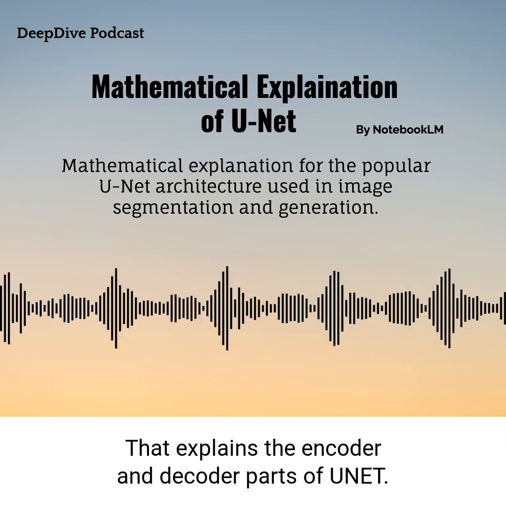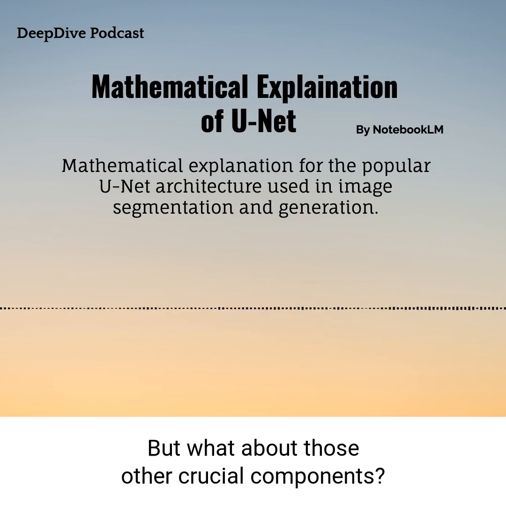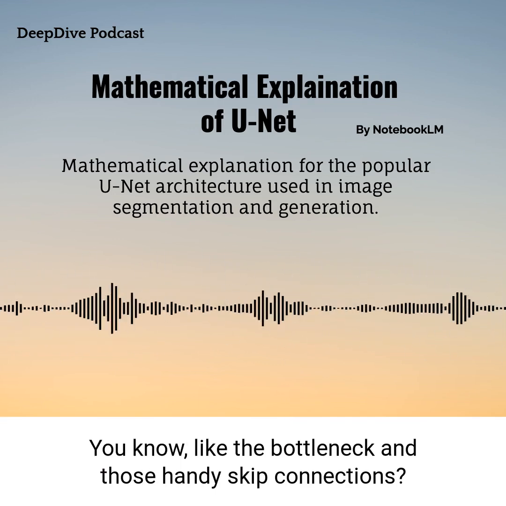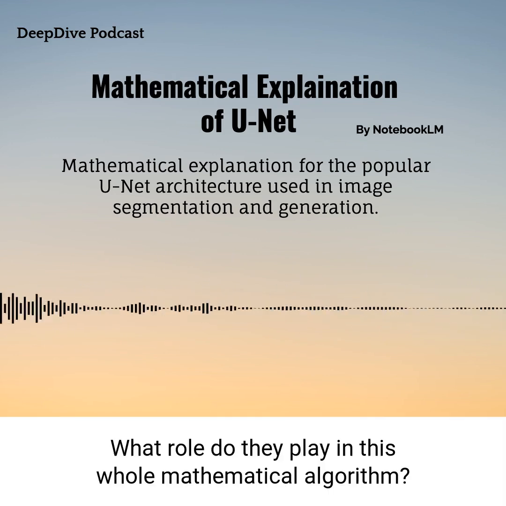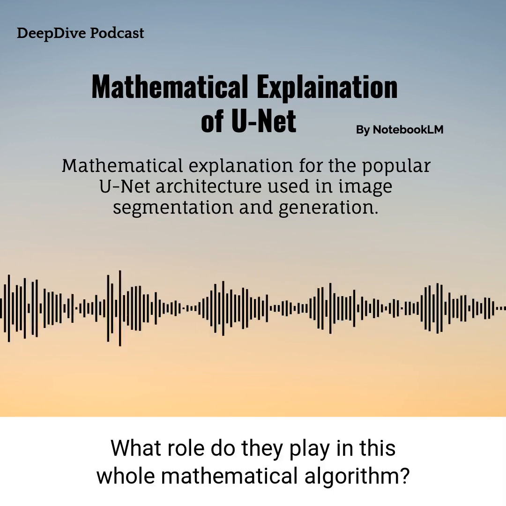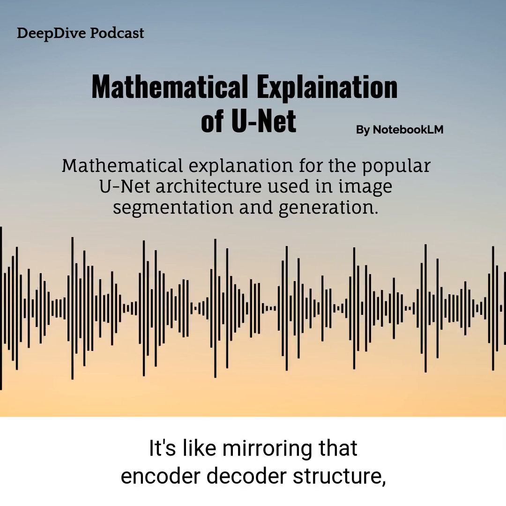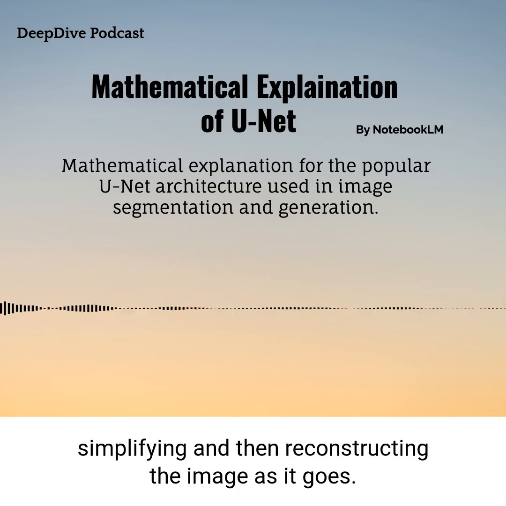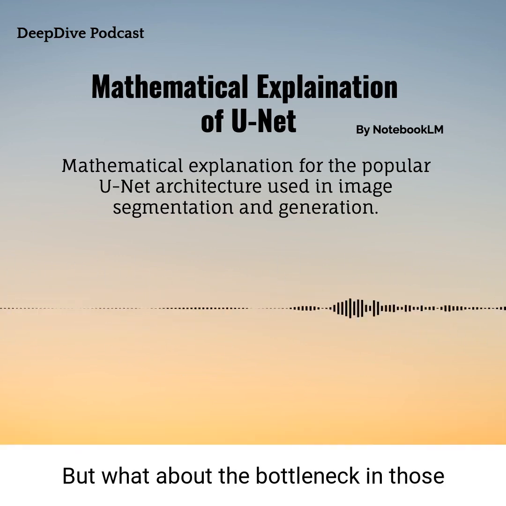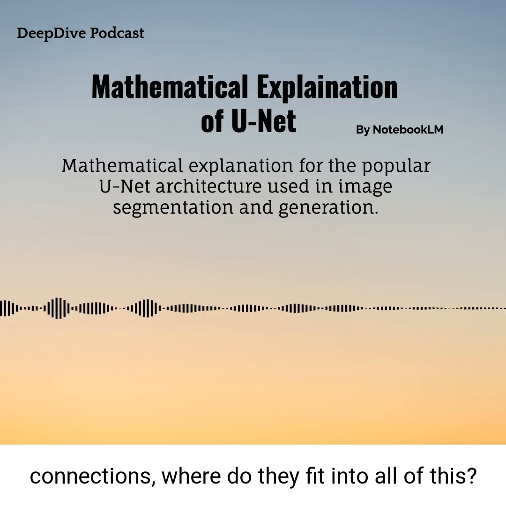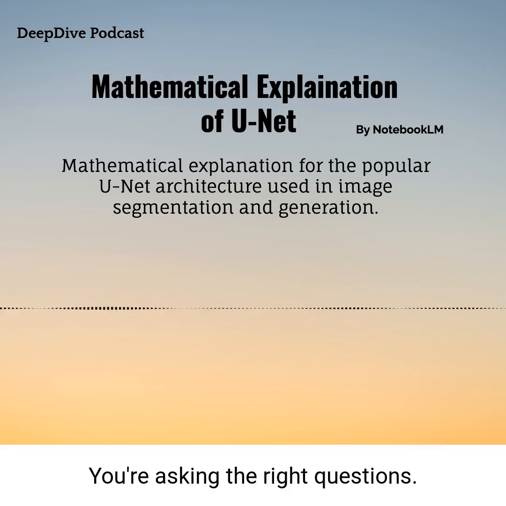Okay, that explains the encoder and decoder parts of UNet. But what about those other crucial components, like the bottleneck and those handy skip connections? What role do they play in this whole mathematical algorithm? So we've got this algorithm, right? It's mirroring that encoder-decoder structure, simplifying and then reconstructing the image as it goes. But what about the bottleneck and those skip connections? Where do they fit into all of this?